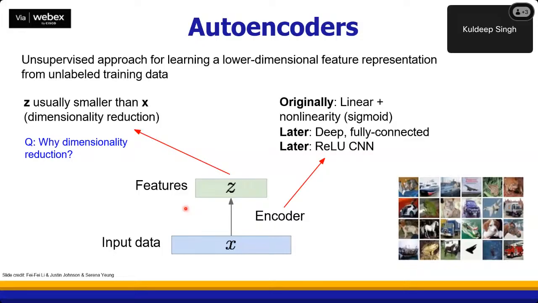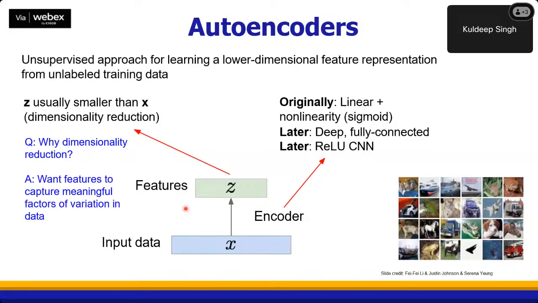Autoencoders were proposed two to three decades back. Of course, this is a neural network based model. Originally we used linear layers plus some kind of activation functions. Later, after the proposal of deep neural networks, we used deep neural networks and fully connected layers. And after the advent and popularity of CNN and the ReLU activation function, the encoders started using a combination of CNN and ReLU.